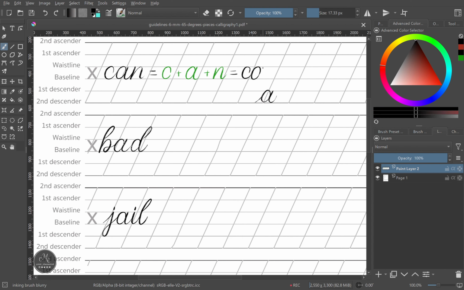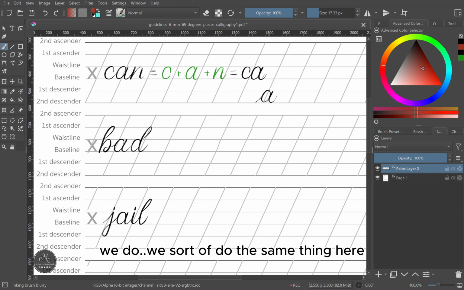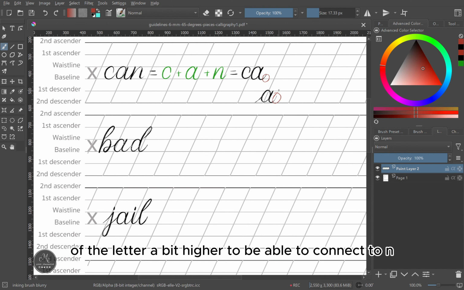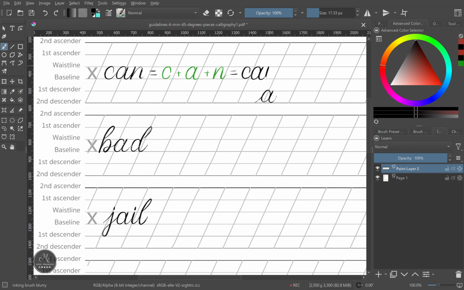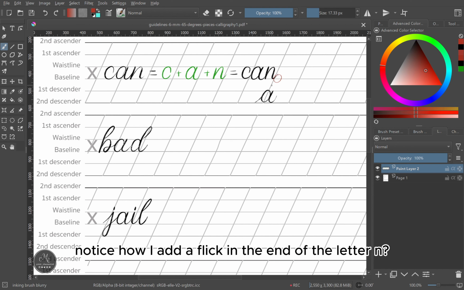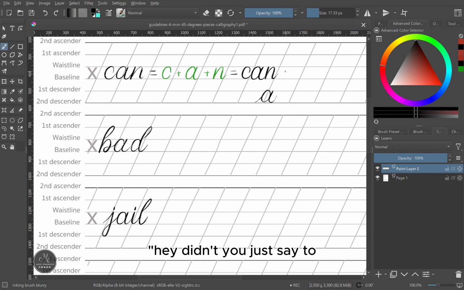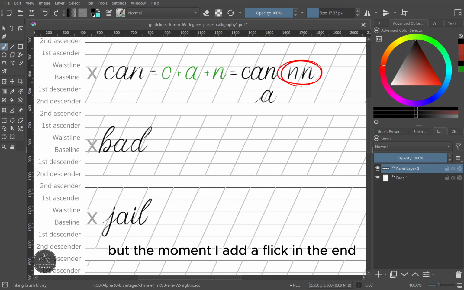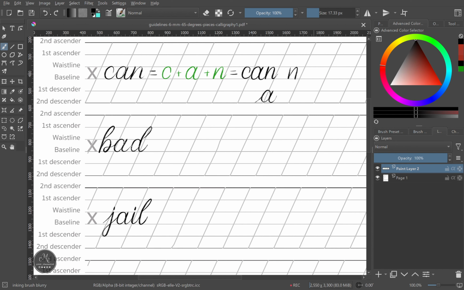Moving on to N, we sort of do the same thing here. We extend the flick of the letter A a bit higher to be able to connect to N. Notice how I add a flick in the end of the letter N? You may be asking, hey, didn't you just say to add the flick for only connecting letters? Yes, that's true, but let me show you. If I were to just write the letter N like this, it wouldn't look nice. But the moment I add a flick in the end, the word looks nicer and more cohesive.